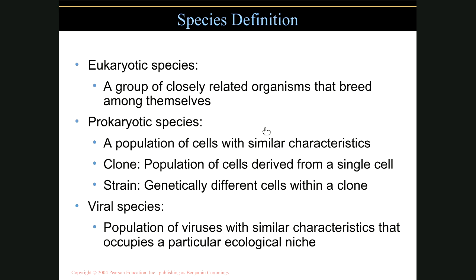A viral species is similar to the bacterial species definition, a population of viruses with similar characteristics and that occupy a particular ecological niche. So that means a particular host that they infect.